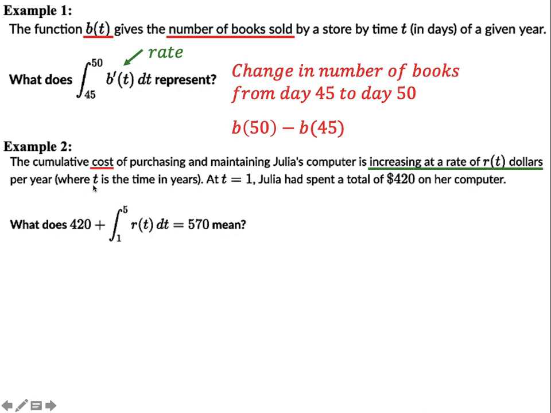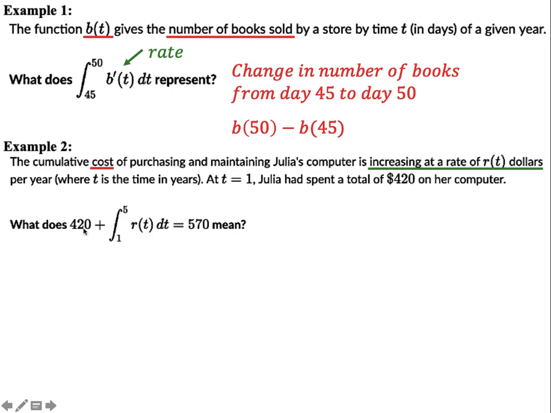It says where t is years. At t equals 1, Julia has spent a total of $420 on her computer. So t equals 1, after 1 year. In the first year, she spent $420 on her computer. It's probably how much her computer cost. So here's the 420.